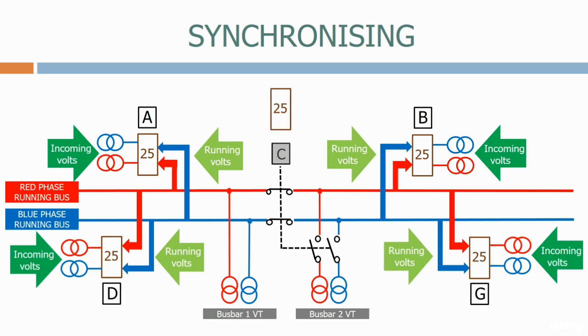Let's now add a sync check relay for breaker C. Breaker C gets one set of running volts from the running buses from busbar number 1 and the other set of running volts from the running buses for busbar number 2.